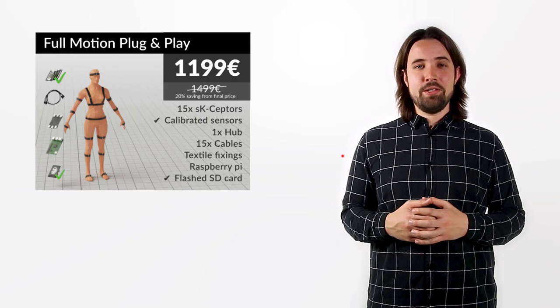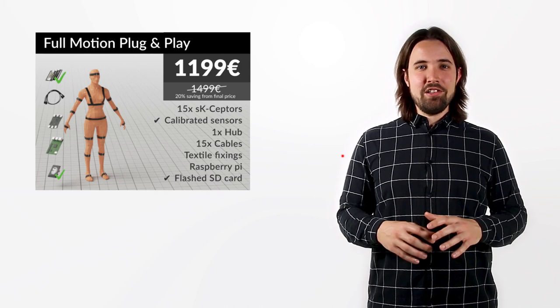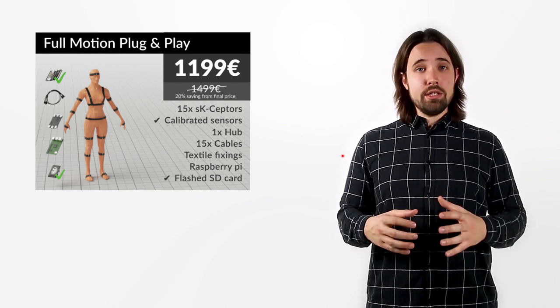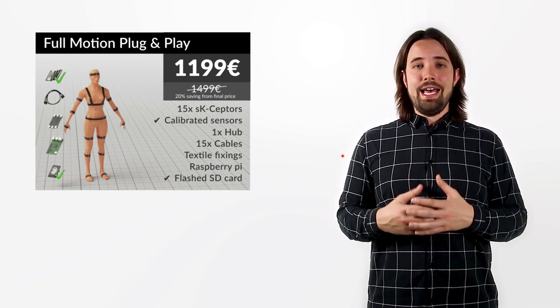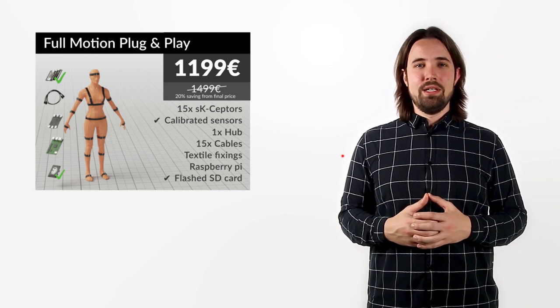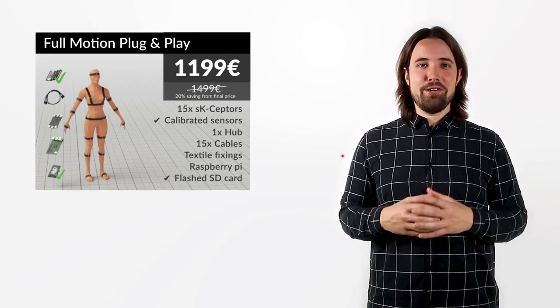The third option available is a Full Motion Plug and Play Kit. This option is ideal for those that want a minimal setup process. It includes all the elements described in the Full Motion Kit, plus a Raspberry Pi and a micro SD card with all the software you will need preloaded. All the K-Sectors in this version of the system are also pre-calibrated by our team.